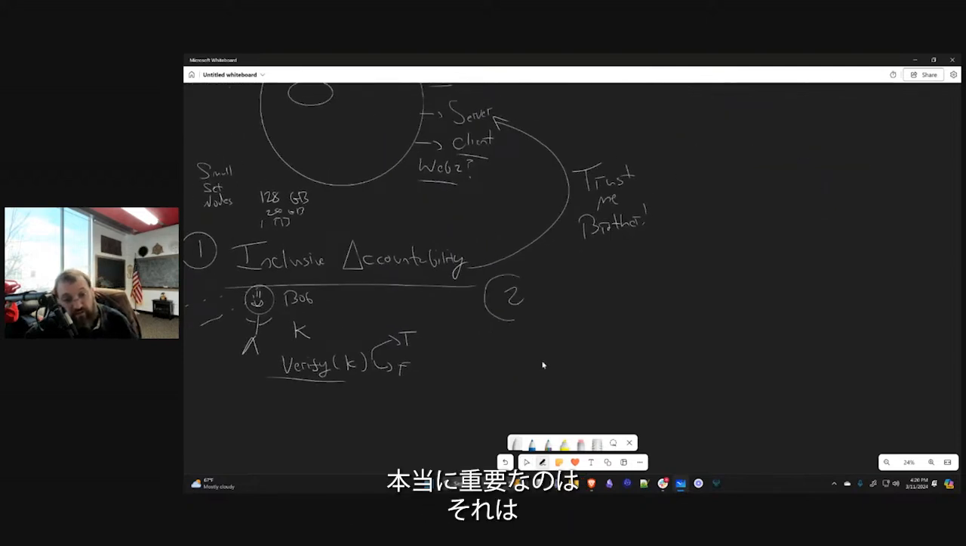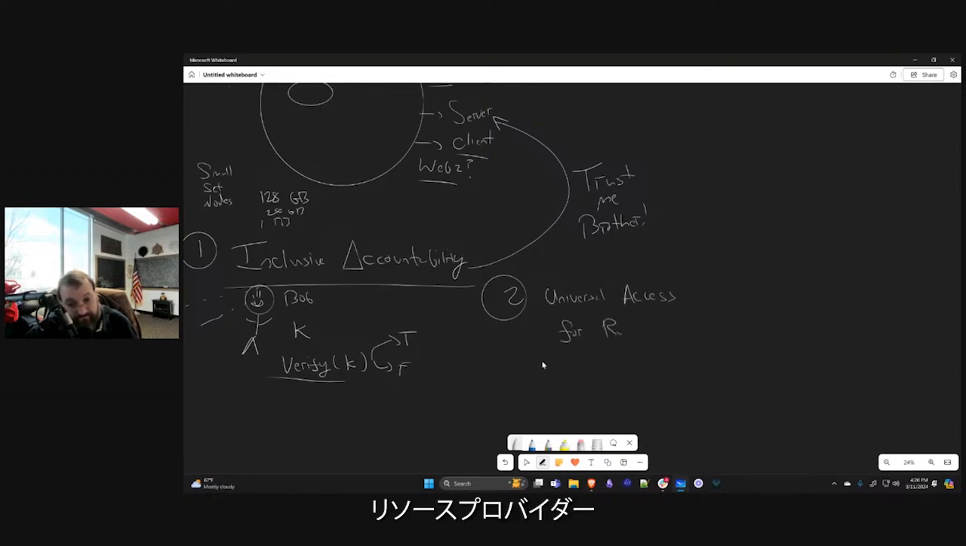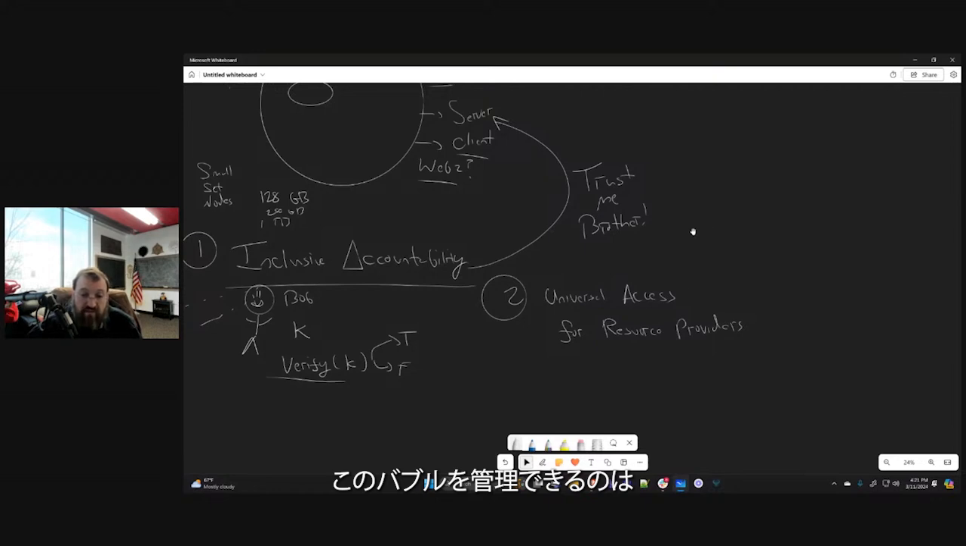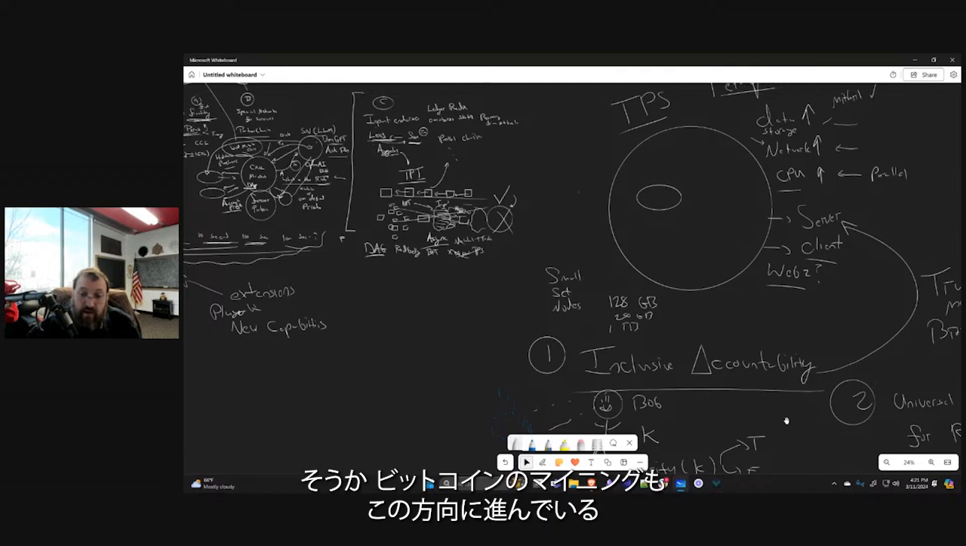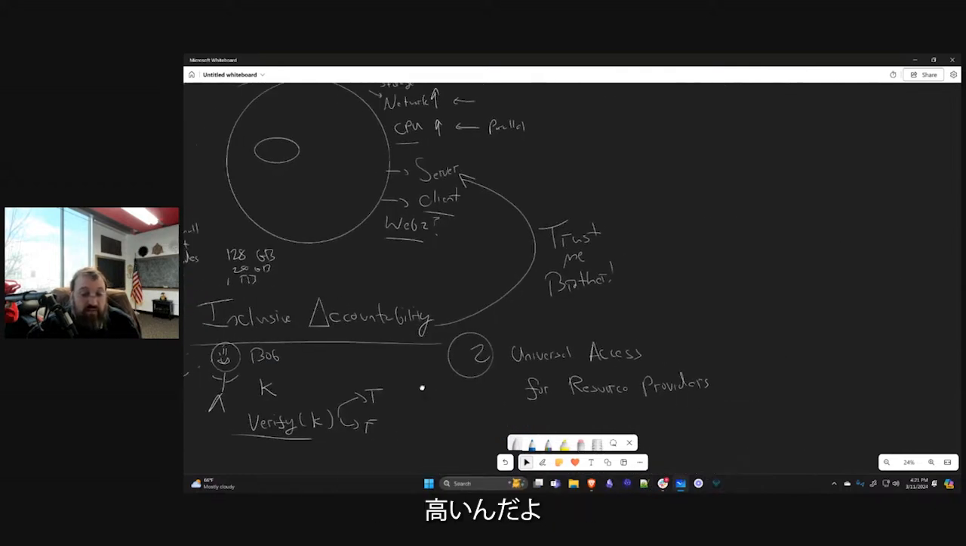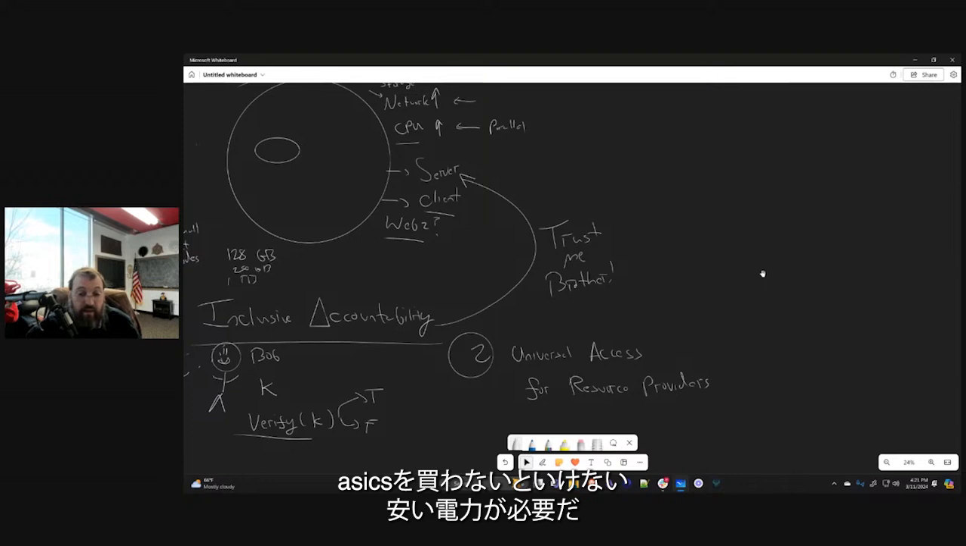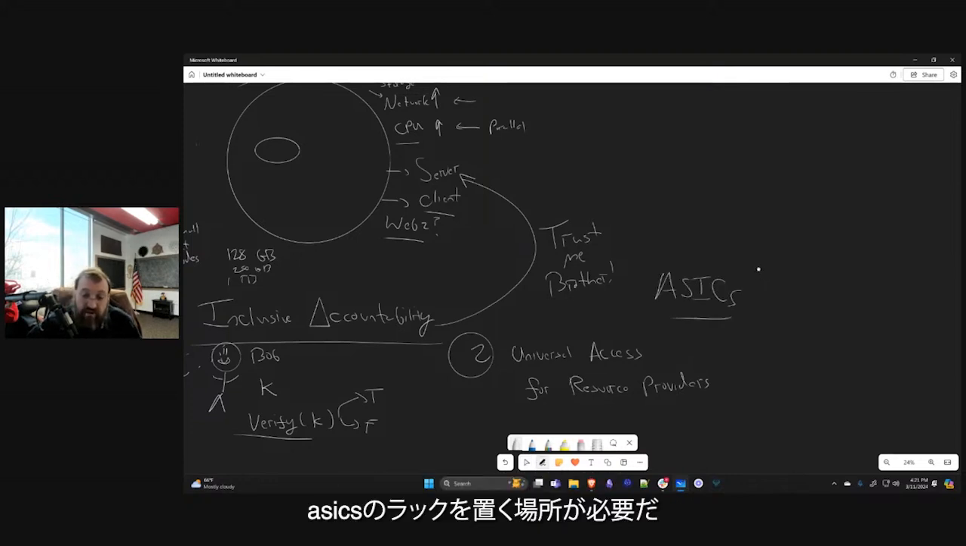The second property that's really important is a property that's related to universal access for resource providers. I do not like the idea that only a special small class of people get to manage this bubble. I think it's a bad idea, okay? And Bitcoin mining is moving in this direction. It's really expensive to Bitcoin mine at scale. You got to buy ASICs. You got to have access to cheap power. You actually have to have a location to put racks of ASICs in.